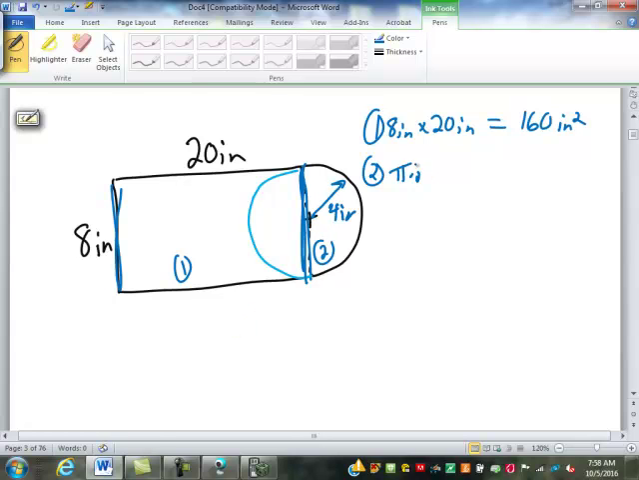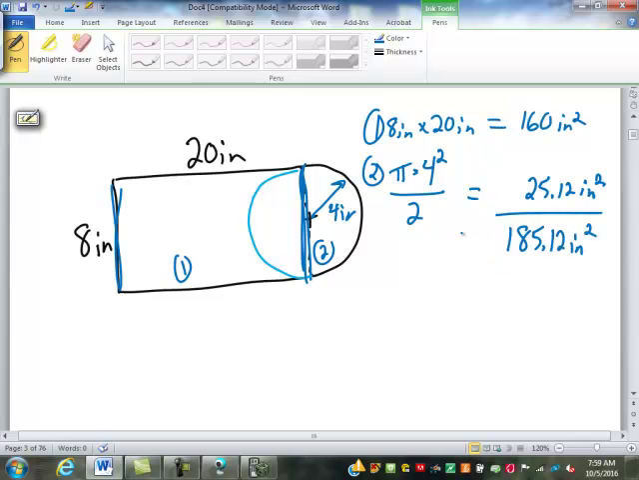So pi times 4 squared. But what do we have to do with that? Divide it by 2 because it's only half a circle. Gives us what? 25.12 inches squared. We add those together, we get 185.12 inches squared. That's our area. That one, there was really no way that we could have made it bigger and subtracted out missing pieces. It wouldn't have worked for us that way.